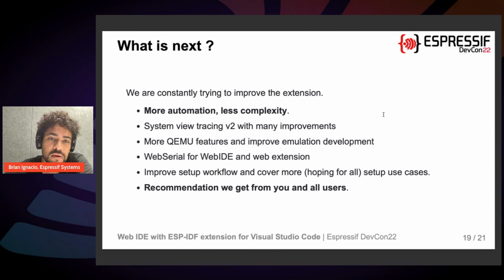What is next? We're constantly trying to improve the extension. We're trying to automate more, with less complexity and less configuration. We are working on improving more of the system view tracing. We want to add more KMU features and improve the emulation development. As you saw, the web serial for Web IDE is working. It's already there, but there are a few improvements we need to do. Also, we want to improve the setup workflow and cover more setup cases.